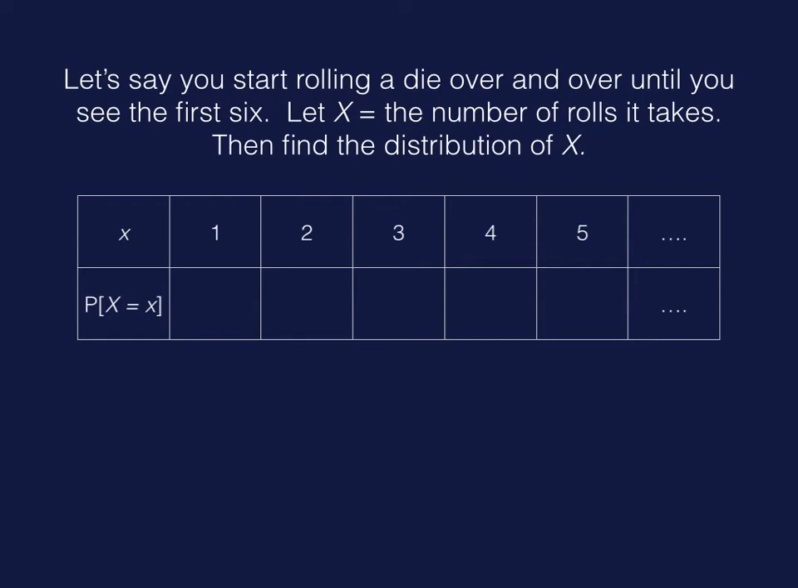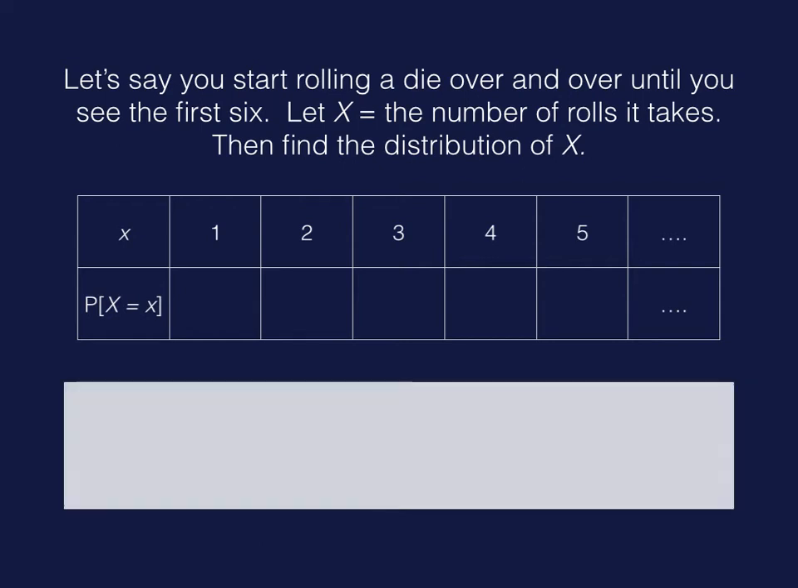So in order for X to equal 1, that means the very first roll has to be a 6. And that's the probability of a 6. So that's the probability of X being 1. The probability of X being 2, in order for the first 6 to happen on the second roll, that means you have to have a non-6 followed by a 6. So that's the probability that X equals 2. For X to be 3, so the first 6 is the third roll, that means you have to get 2 non-6s and then a 6. And that's the probability of that happening.